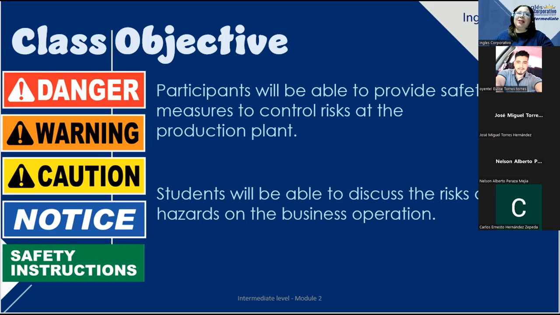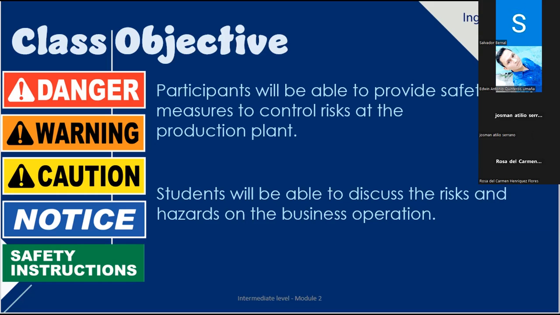So all the stages of the process of production maybe can be divided in different facilities, right? So we can find safety measures to any process of our companies, to any activity in our company. So we want to see the safety instructions today. That's what we say about the business operations, not only production plant, as we said before, right? But the business operation.